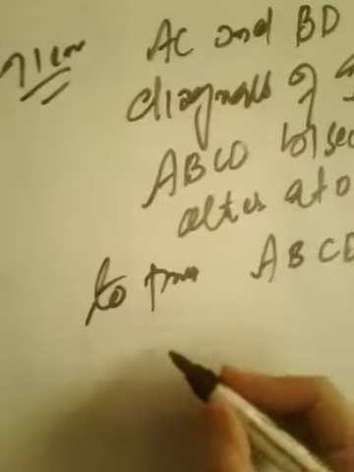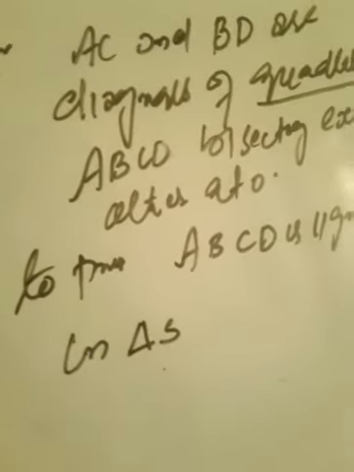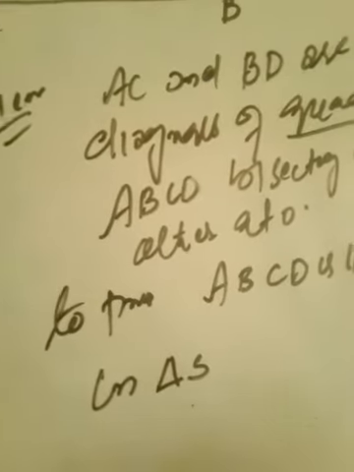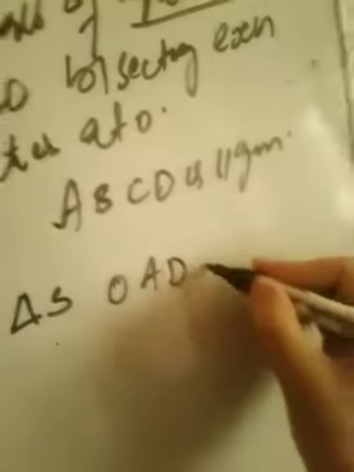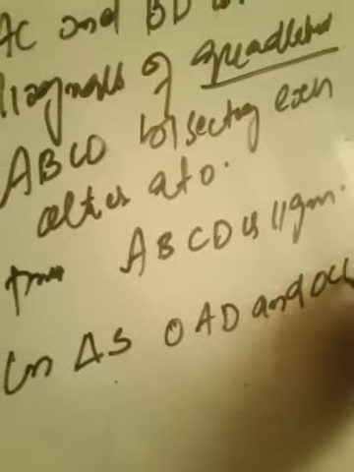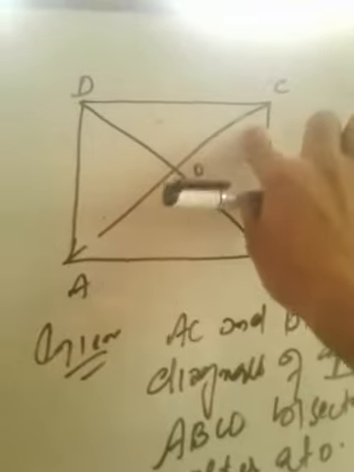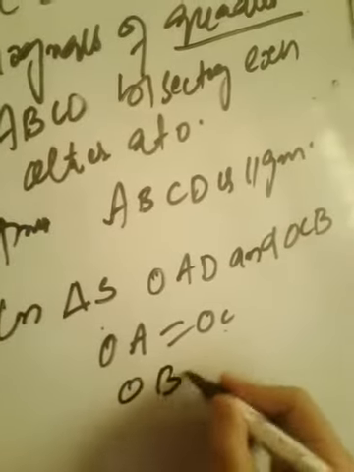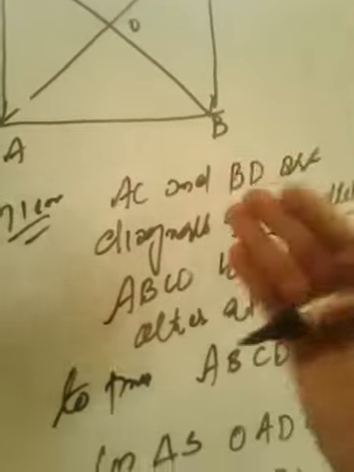We will write, in triangles OAD and OCB, let us make them congruent. Very simple. OA equals OC. This is given. OB equals OD. This is also given. Why? Because the diagonals of the quadrilateral bisect each other. It is given that the diagonals bisect each other.